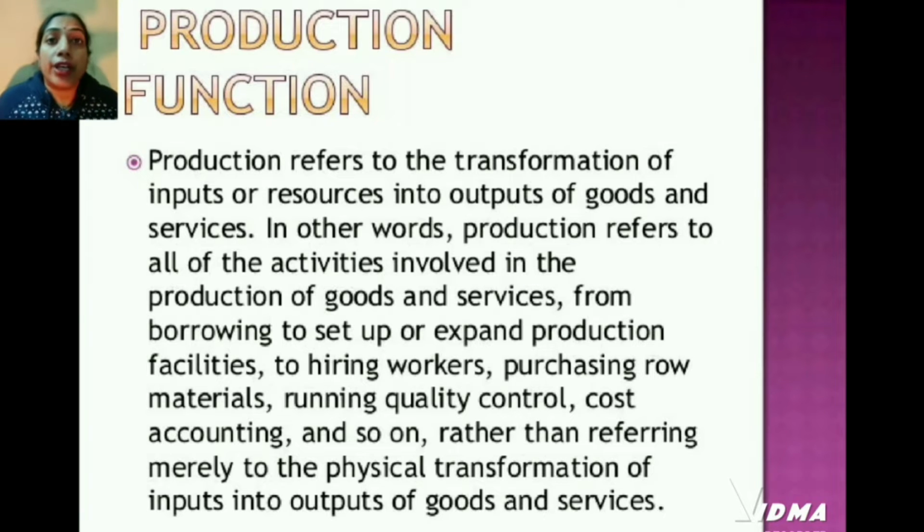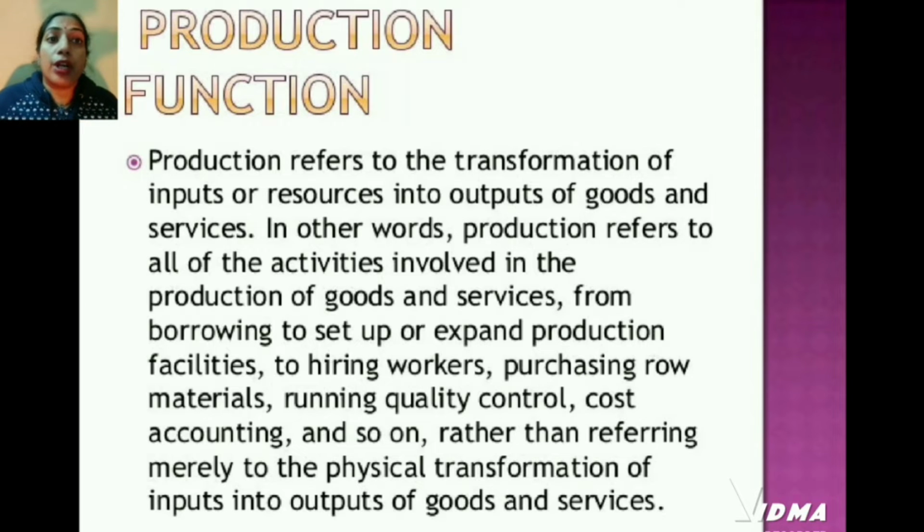Today, we will try to understand what is the production function. To understand the production function, first we need to understand what is production. Production refers to the activity that helps in transforming the input or resources into the outputs as goods and services.